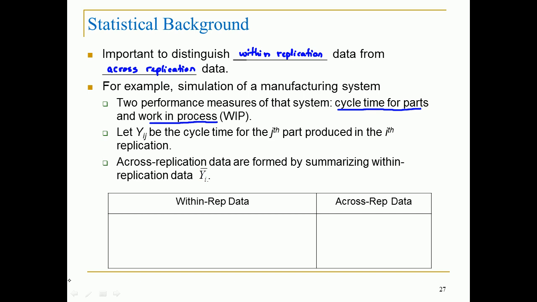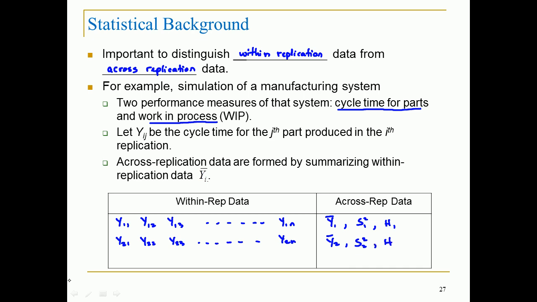So the within replication data is basically the information for each entity for the first replication. So this is the second entity, first replication, third entity, and so on. So you'll get n data points for this same replication, and at the end, you get the average, the variance, and the half width for that particular replication. And the same thing happens with the second replication. So for the second replication, first entity, second entity, third entity, and so on. So you get the average for that second replication, standard deviation, and the half width.